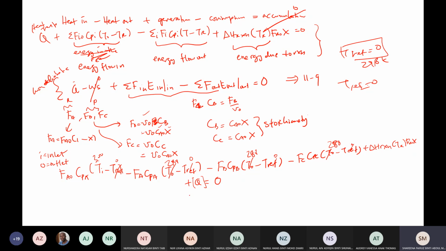Okay, so from here you will get Q equal to 9340. If you want to ask anything, just ask, don't be shy. Okay, now we go to part C.